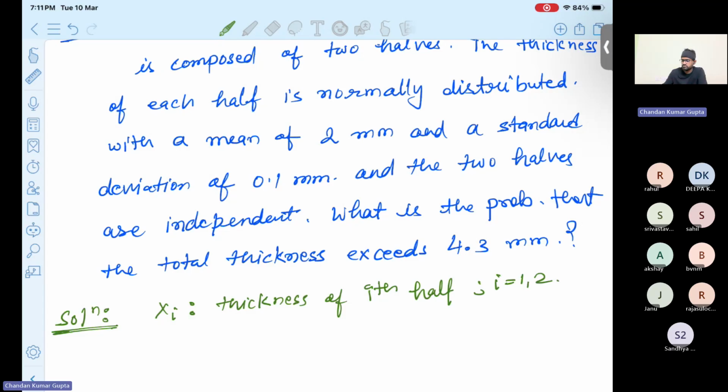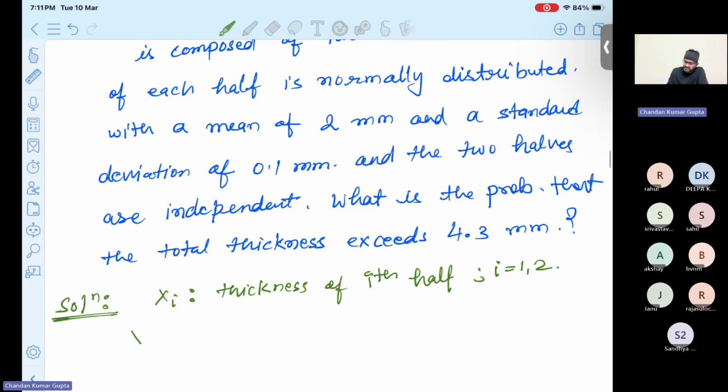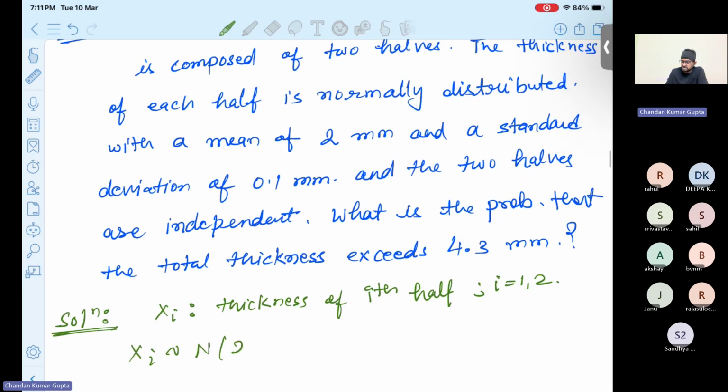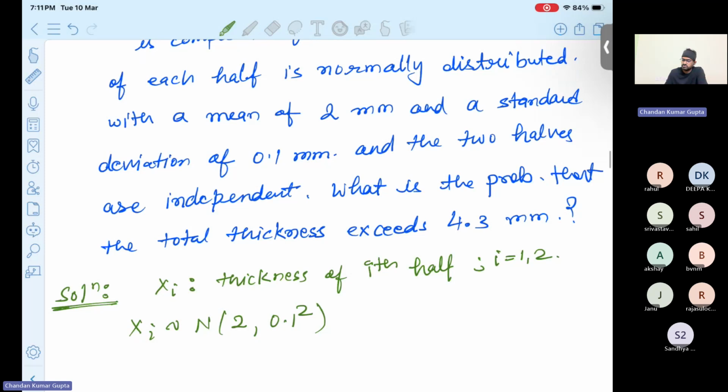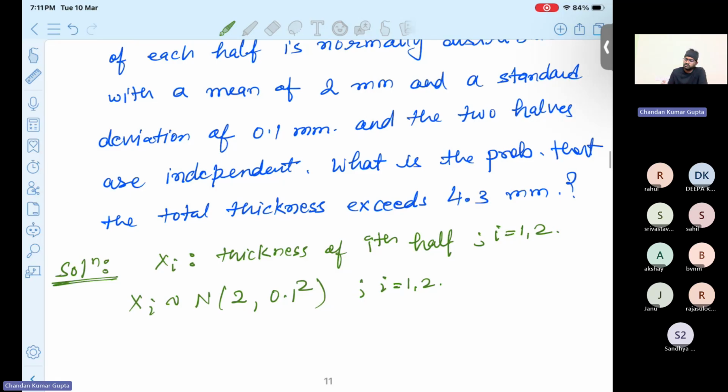Where i equals 1 and 2, the thickness of the first half and the thickness of the second half. Also, we are given that Xi follows a normal distribution with mean 2 and standard deviation 0.1. That means the variance is 0.01, or 0.1 whole square. Okay, these are the given conditions.